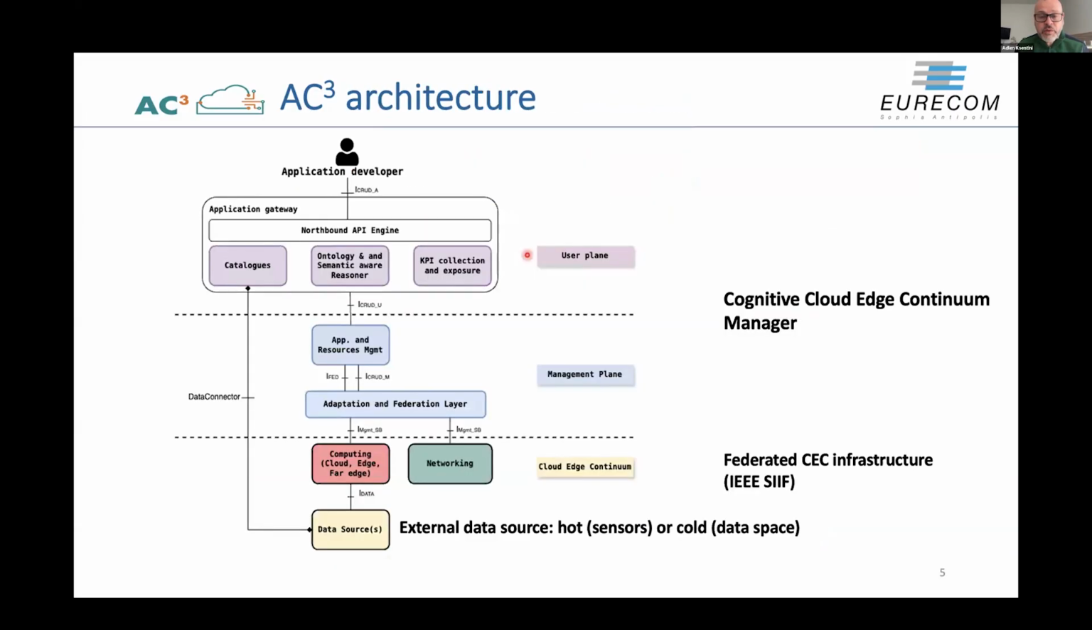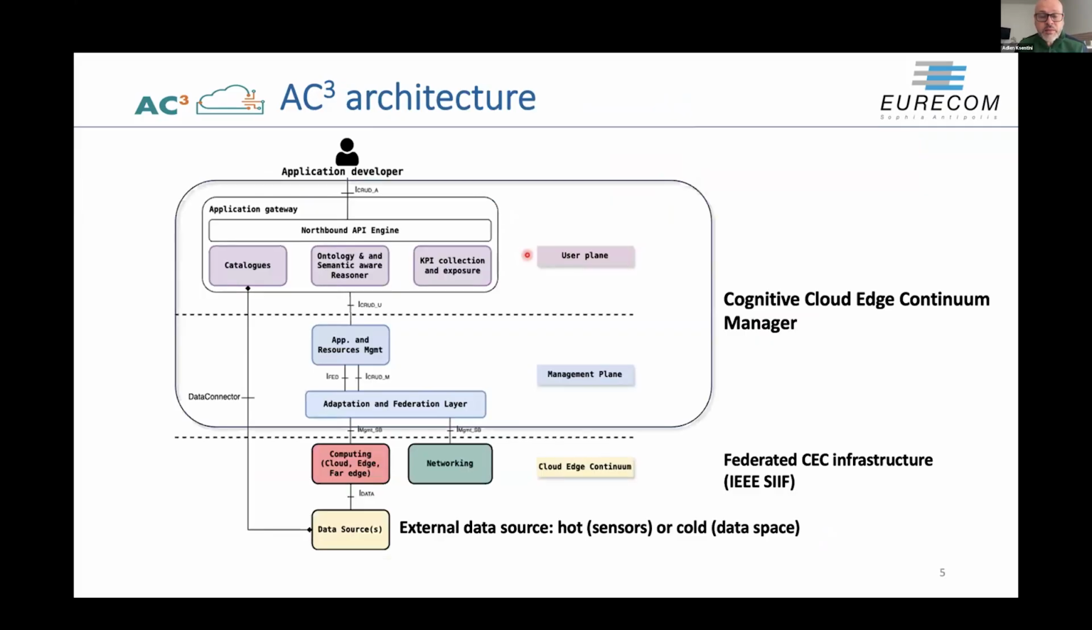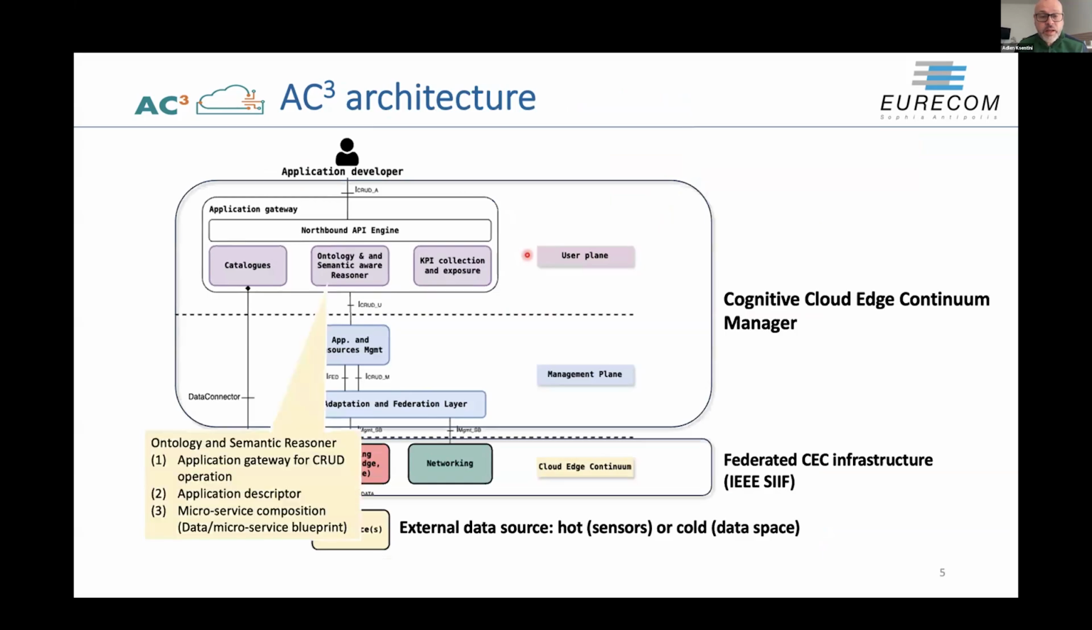So in terms of output of the project, we defined the architecture of the Cloud Edge Continuum Manager, and we developed different components. For instance, this ontology and semantic reasoner that allow the application developer to create and design the application in order to be ready to be deployed over the Cloud Edge Continuum. We have designed data catalogs that follow the Gaia-X approach, and a service catalog. It acts like a place for the application developer to design its application and deploy it. And of course, we have some kind of KPI collection and exposure.